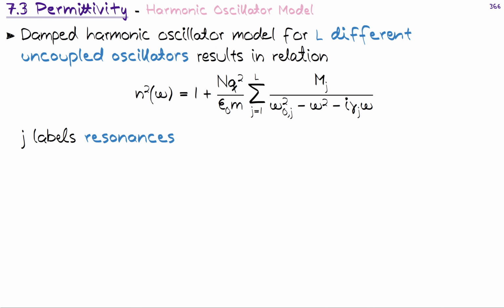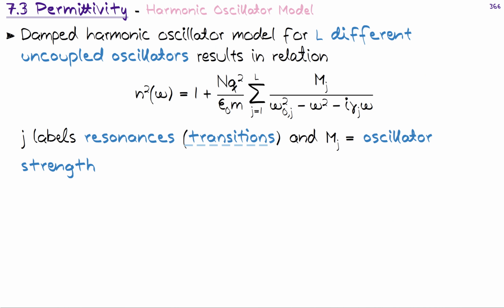So j labels resonances or transitions that may take place in our system. For example, we could put in phonon excitations, phonon transitions, and we could also excite electronic transitions. So we should sum over different contributions. And then these mjs would tell us what the oscillator strength is that is associated with the given transition. So basically it would tell us how probable it is, when we shine incident electromagnetic radiation on our solid, that the given transition would take place.